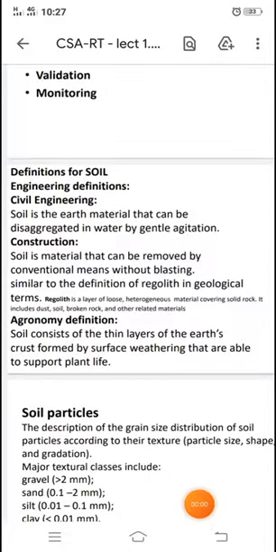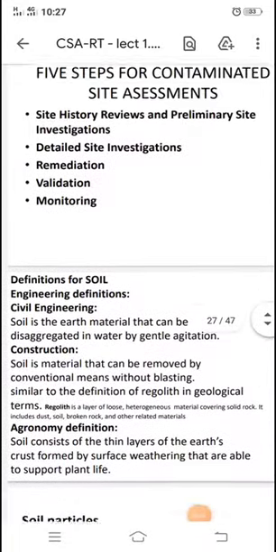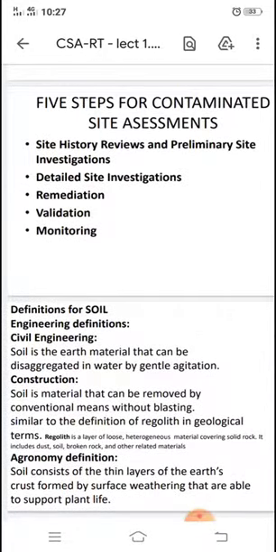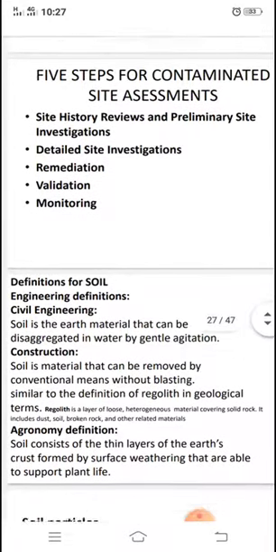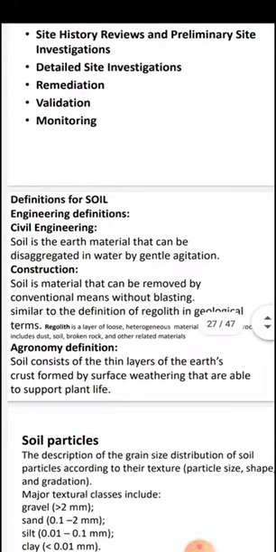We were talking about the steps which are required to be followed for assessments, and now something about the soil, its characteristics. And now we will start studying what actually soil characterization means and what is its significance.